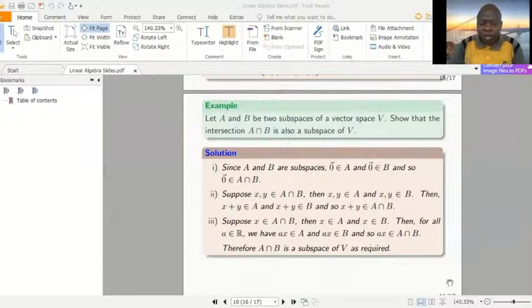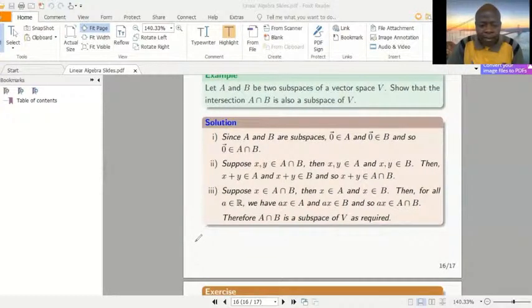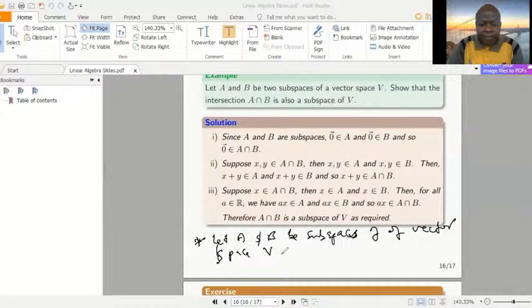That is the way I can show that. What you need to know, or if you've not known, you can find out, is this: let A and B be subspaces of vector space B. Show, by use of a counter example, we use a counter example.